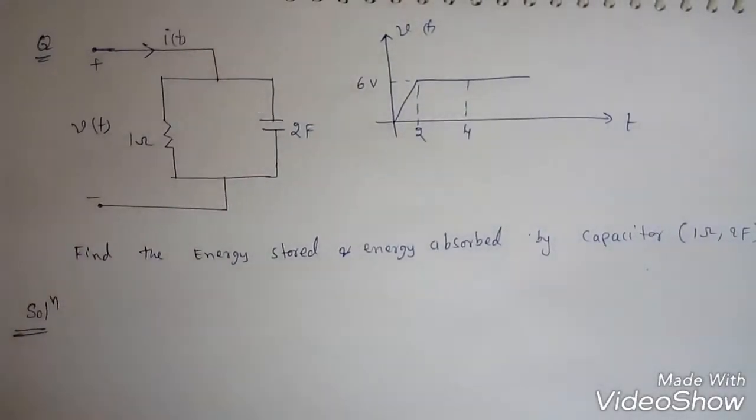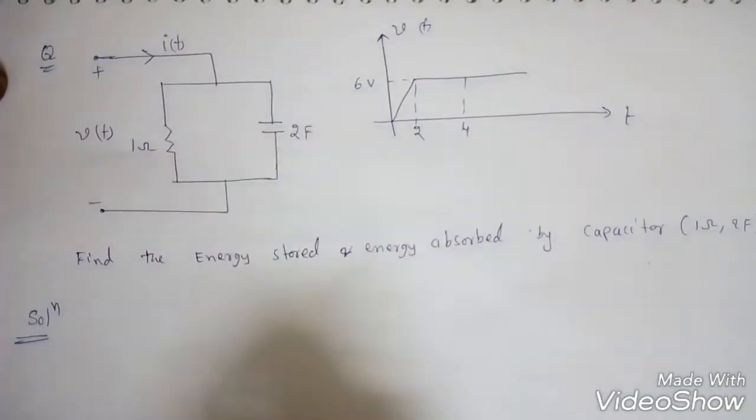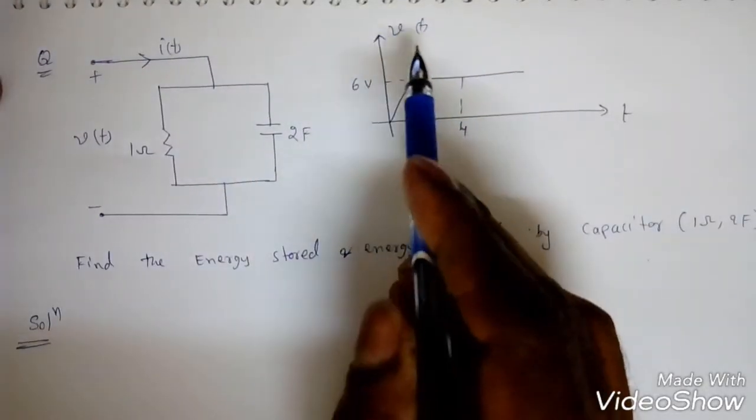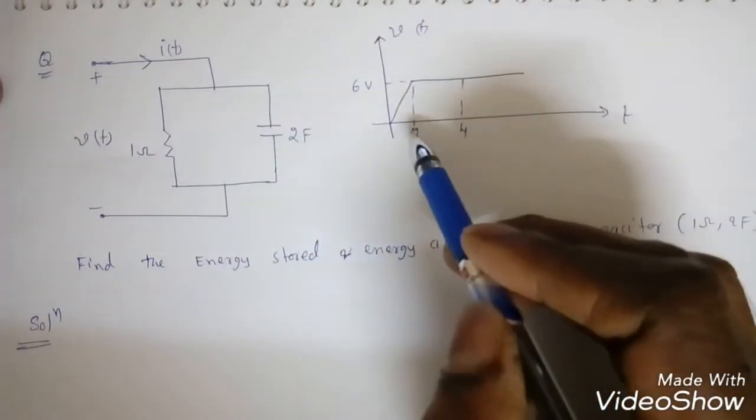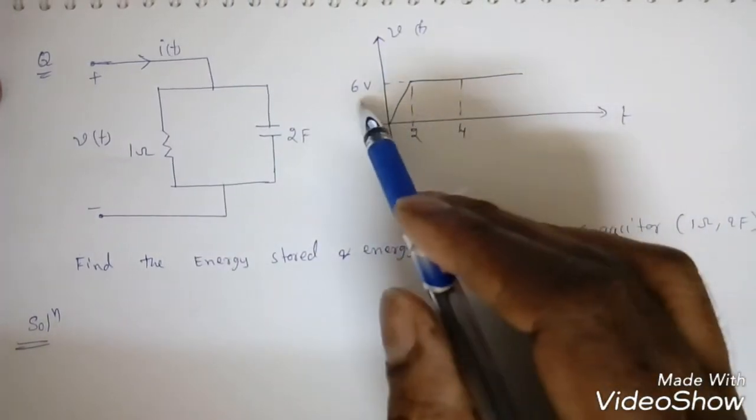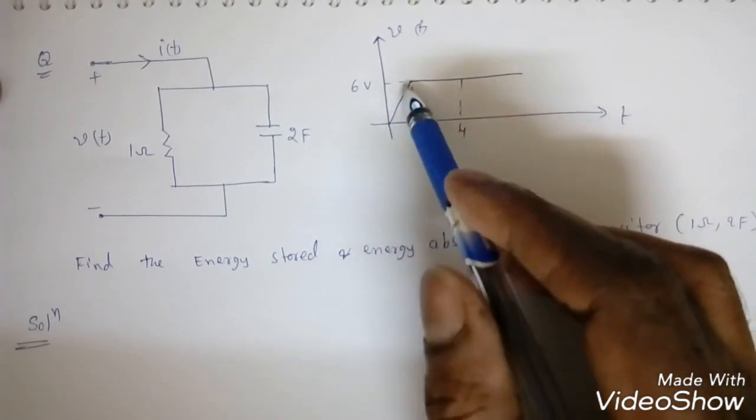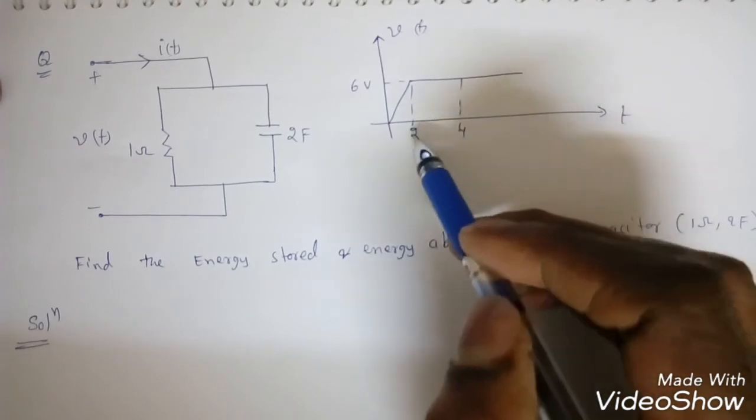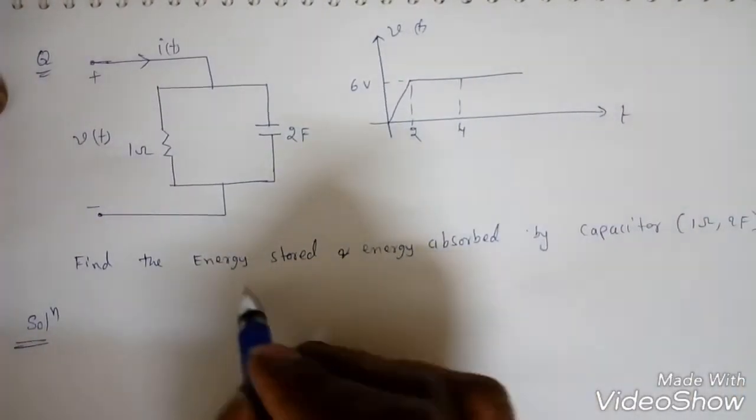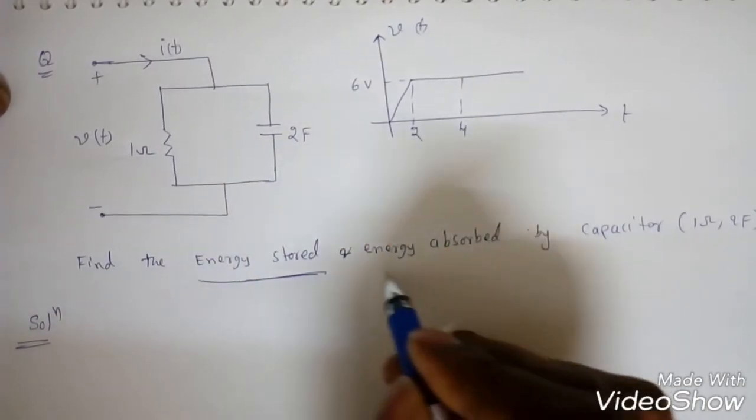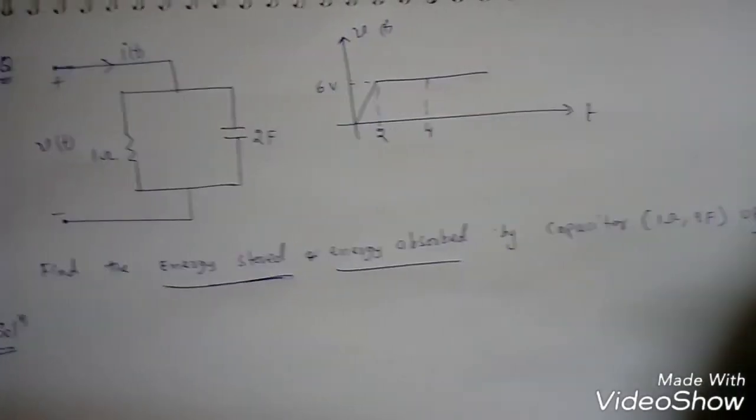Now we'll see one more question on power and energy across a capacitor and a resistor. This is the voltage across this capacitor and resistor. From 0 to 2 it varies linearly up to 6, then from 2 to infinity it is constant at 6 volts. Now find the energy stored and energy absorbed by the capacitor up to 4 seconds.